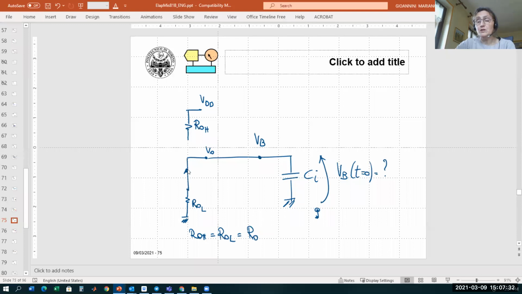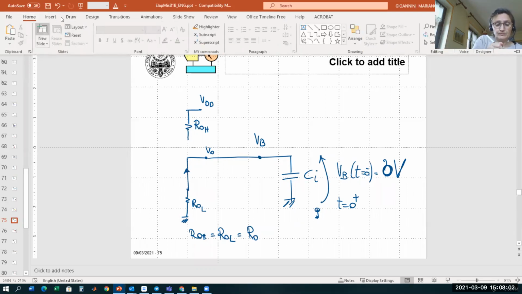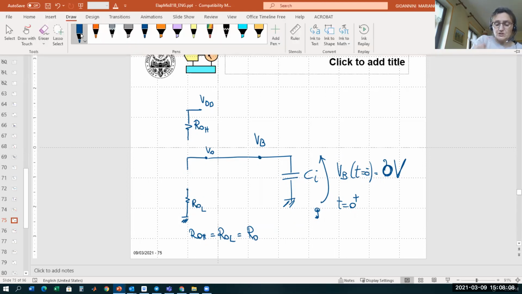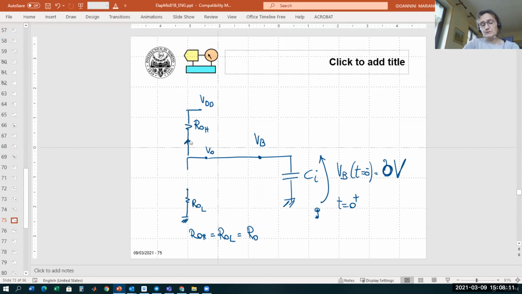If I have this circuit and it's at 0 volt. So I start at the initial condition, t0 minus, before the switch, where the voltage here is basically 0 volt. So the capacitor is completely discharged. Then at t0 plus, an instant after the switch of the input, I change the condition. I open this one and instantaneously close this one.